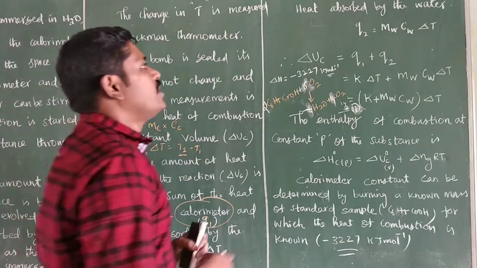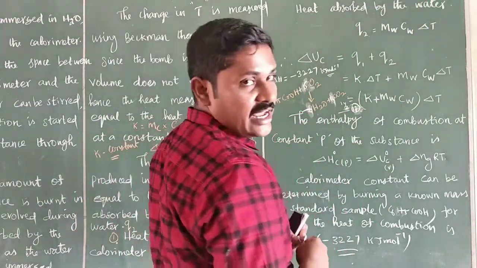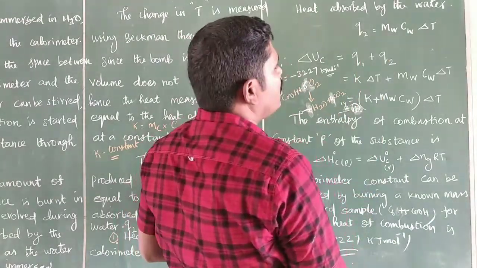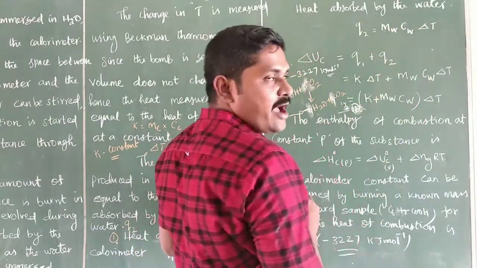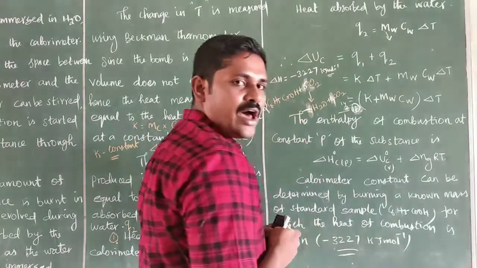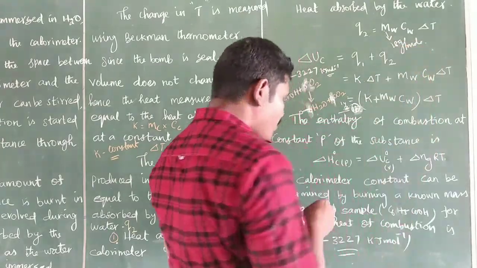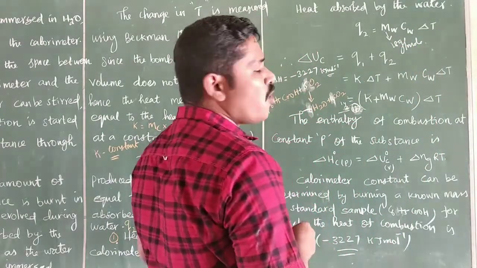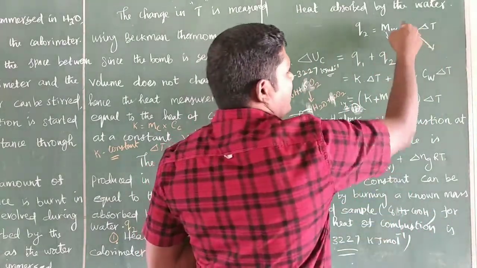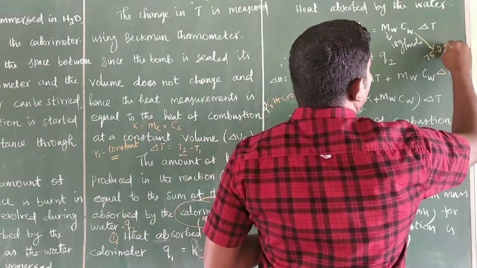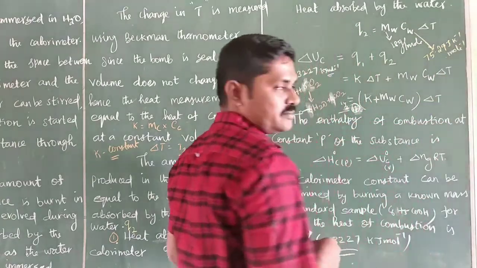Alright, Q1. The heat absorbed by the water, Q2, is equal to M_W C_W into delta T. So M_W is the molar mass of water, 18 gram per mole, and C_W is the molar heat capacity of water, 75.29 joule Kelvin inverse mole inverse.